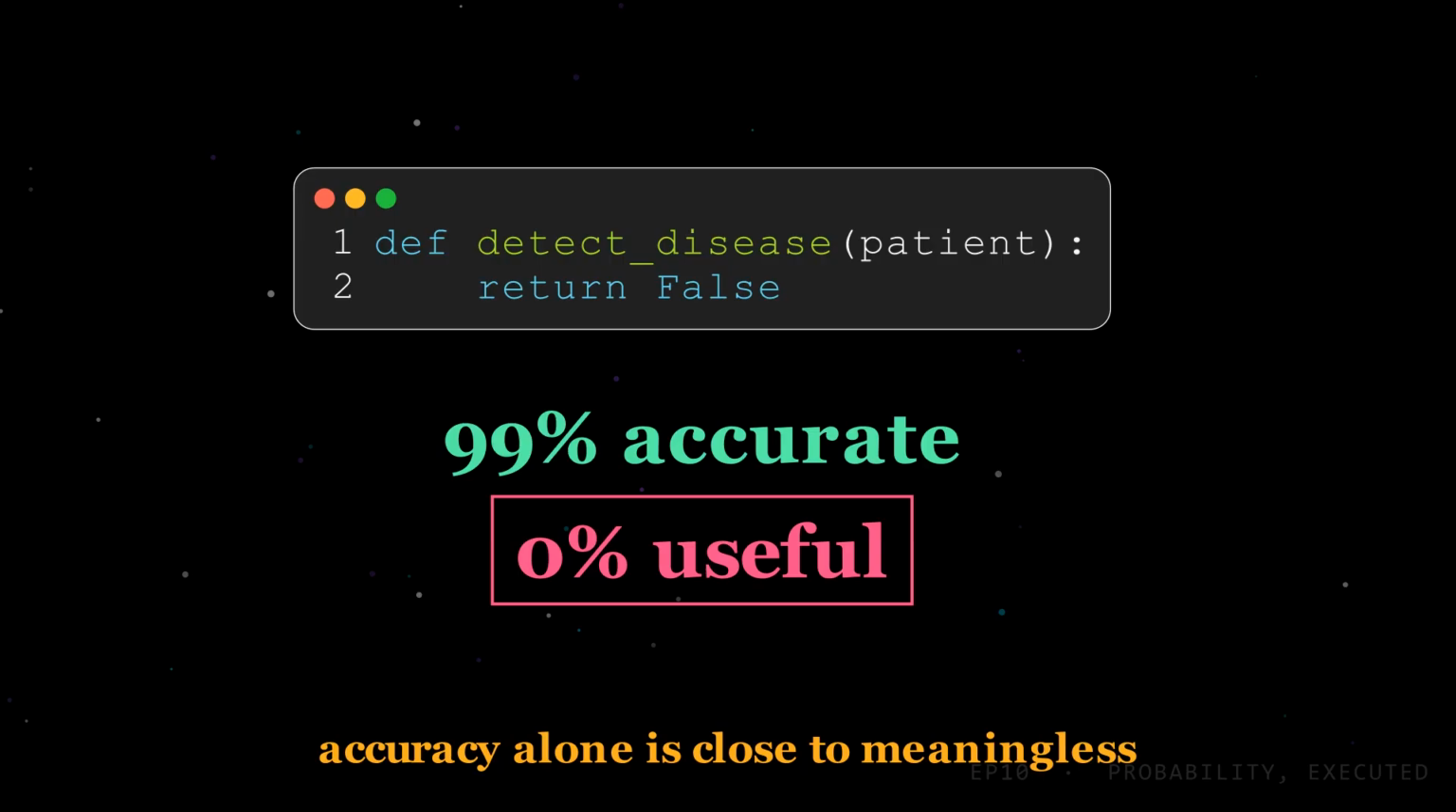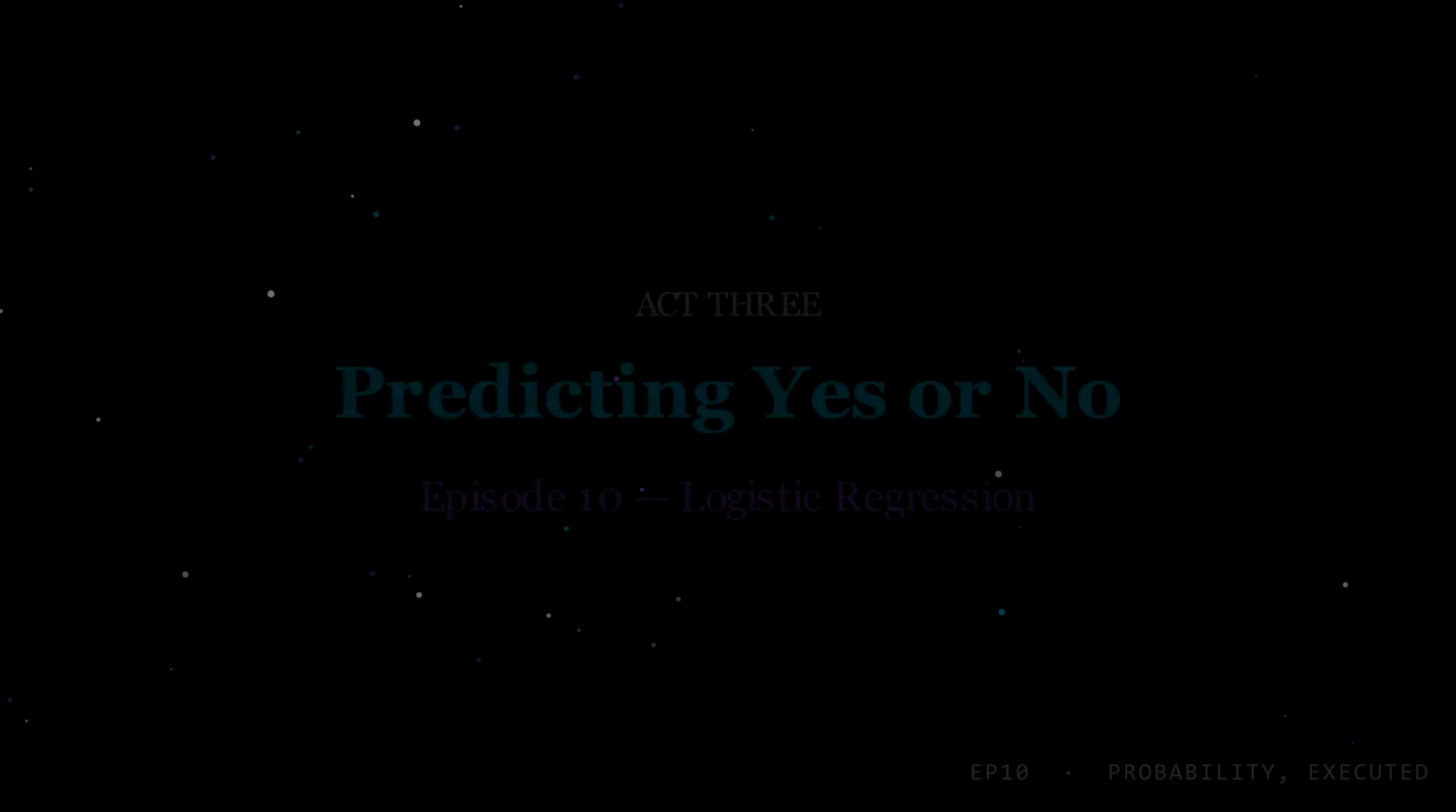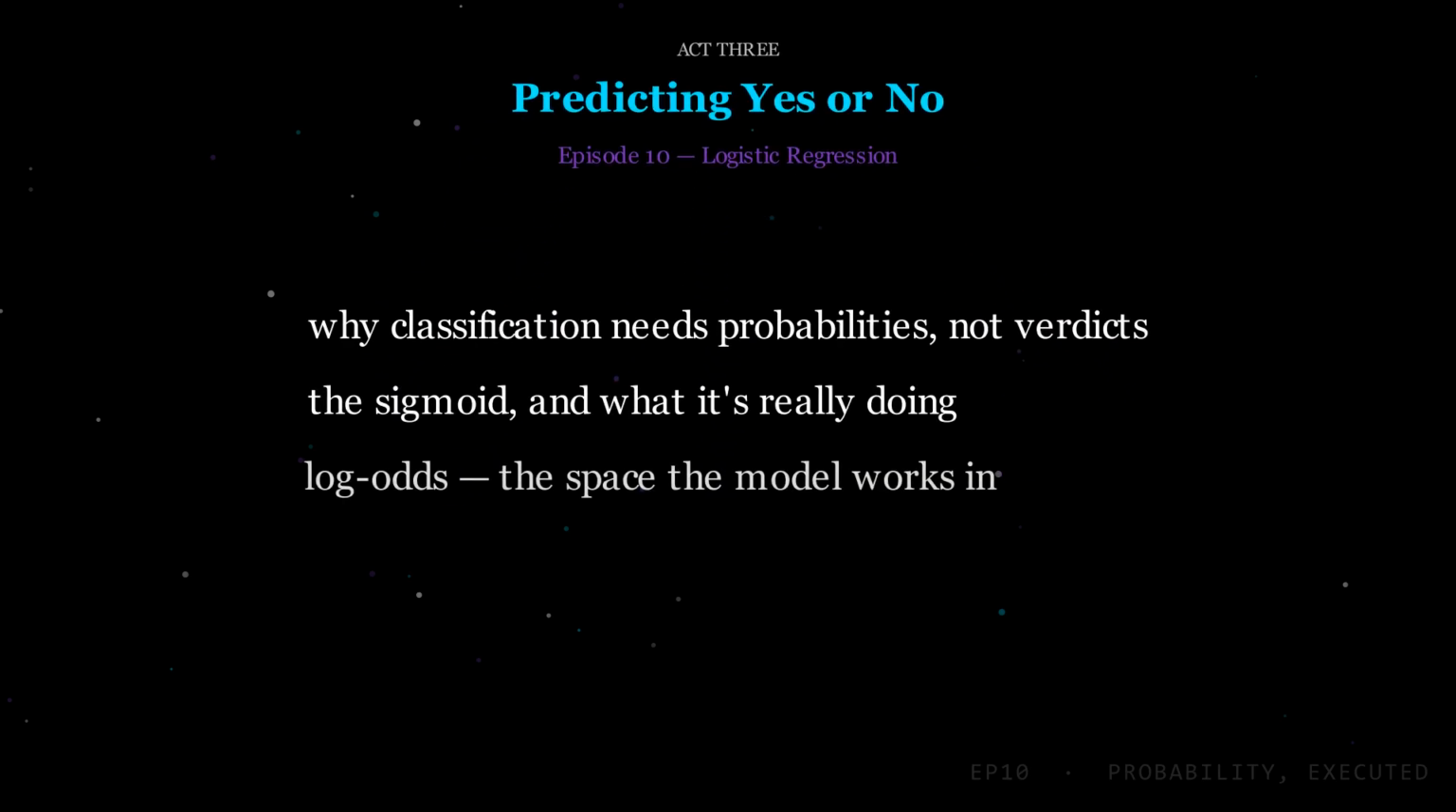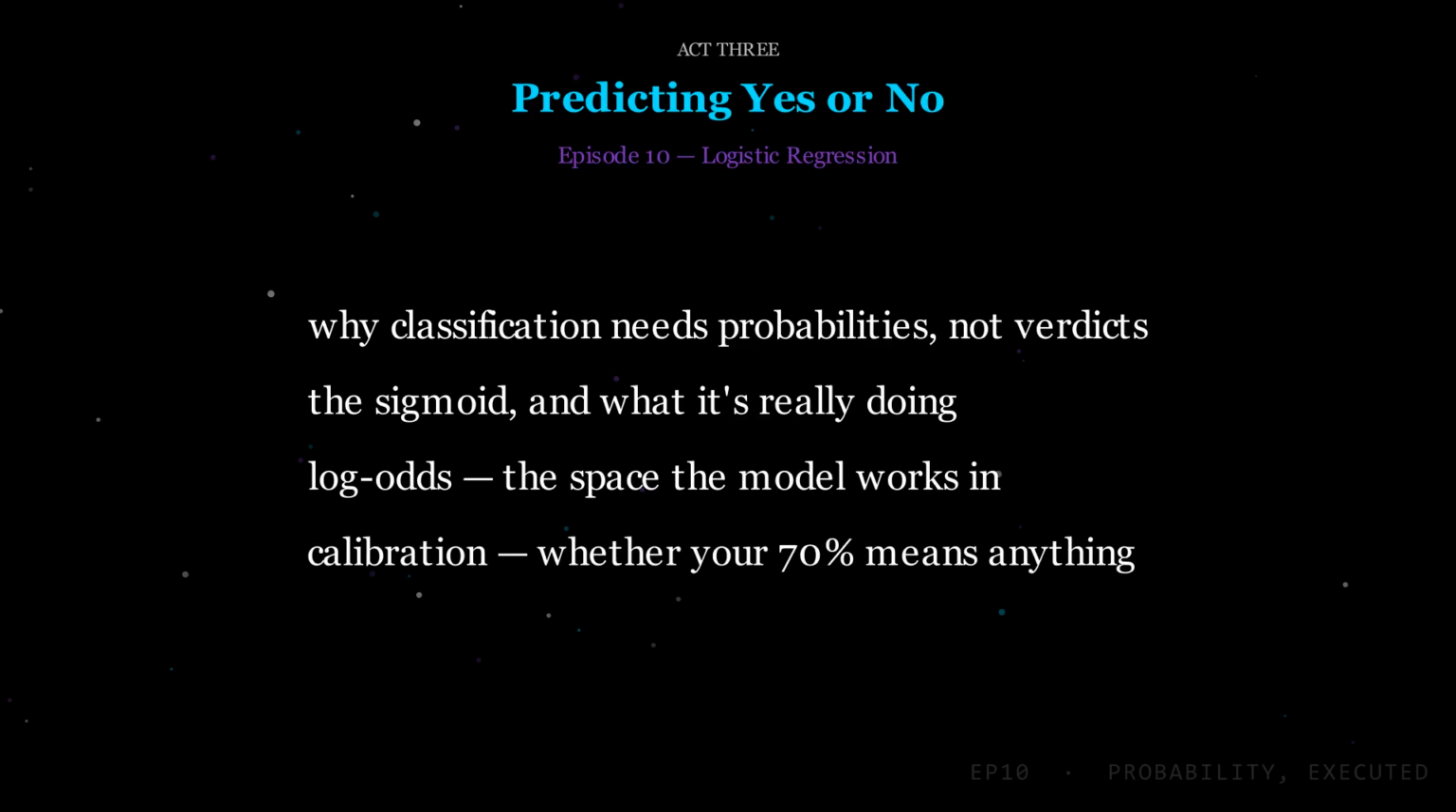99% accuracy, 0% usefulness. Accuracy, on its own, is close to a meaningless number, and today we're going to fix that. Today, why classification needs probabilities rather than verdicts, the sigmoid function and what it's actually doing, what log odds means, and why the model works in that space, and calibration, which is the property that decides whether your model's 70% means anything at all.